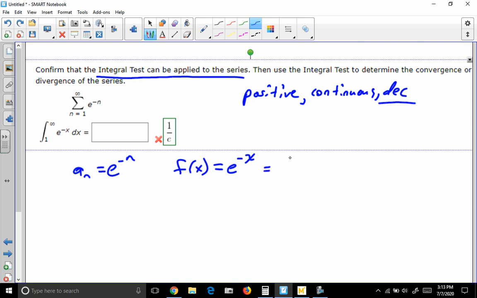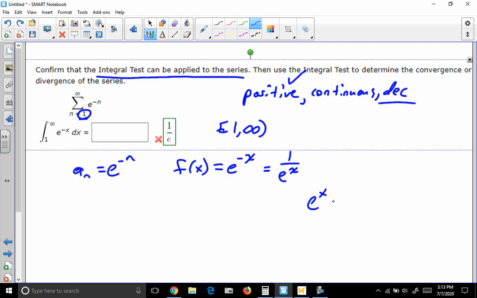So first of all, is it positive? E to the negative x can also be written as 1 over e to the x. E is a positive number. We're looking for values where n goes to infinity. Likewise, x would go from 1 to infinity. If e is a positive number and x is going to be a positive exponent, a positive number raised to any power is positive. Positive over positive will be positive. So it's always positive. Also, this is always going to be continuous.